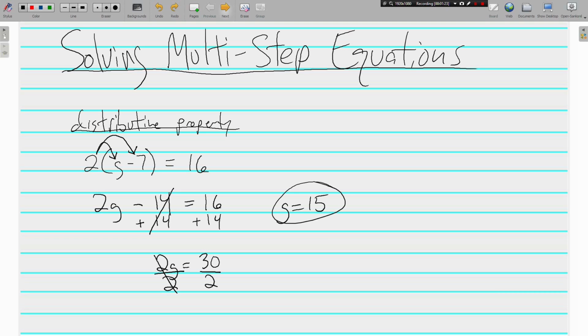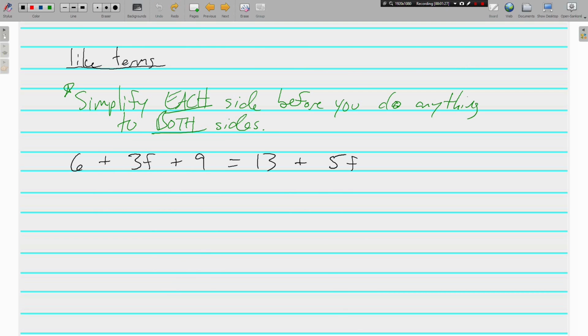Let's try another. This next equation, we have got to combine our like terms. Simplify each side of an equation before you do anything to both sides. There's a 3f on the left side and a 5f on the right side, but as you can see on the left, we also have this 6 and this 9. We need to simplify this left side before we start undoing. Don't do that yet.